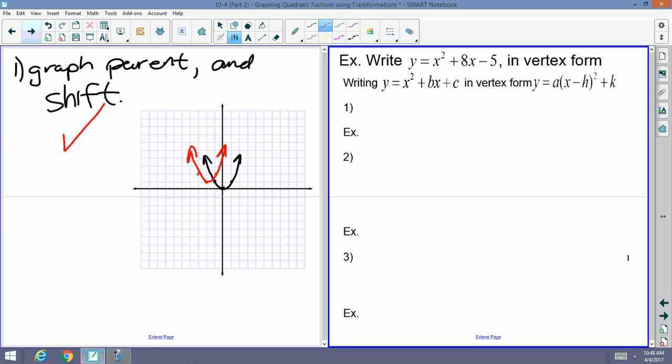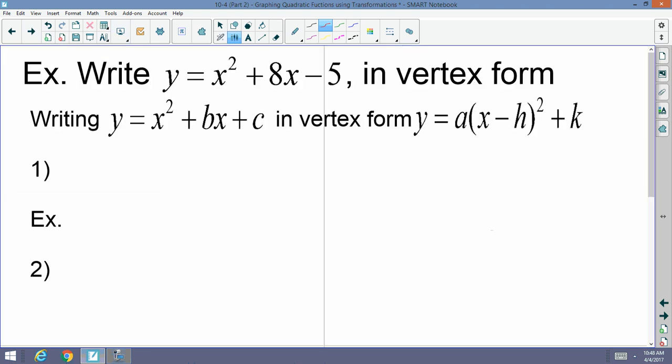Okay, guys, here comes the fun part of the day. Graphing it is really simple, all right? Especially when it's in vertex form. But the whole key here, guys, is learning how to write a quadratic function that's in standard form in vertex form. Now, I know that you guys didn't like it too much, but we learned how to complete the square.